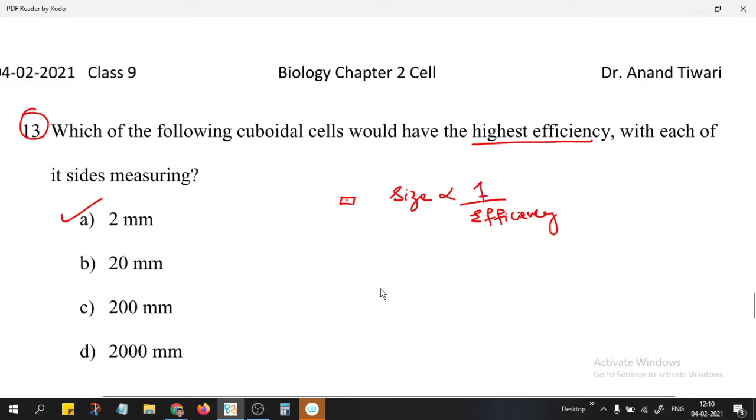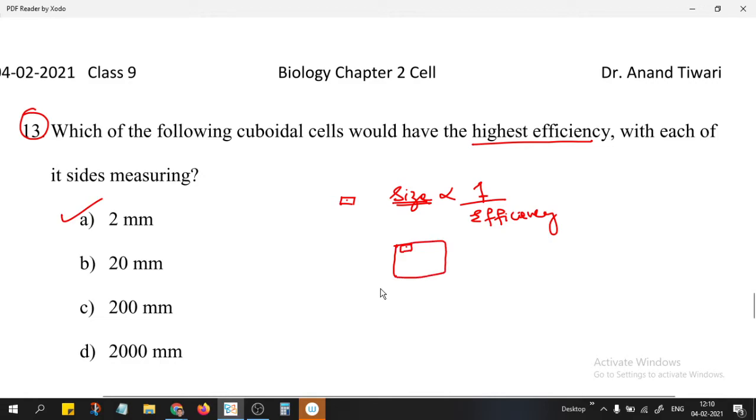Why is it so? Because when the size of the cell is small, it has higher surface area, which provides greater area for the action of enzymes. Volume to surface area ratio is more in that case.